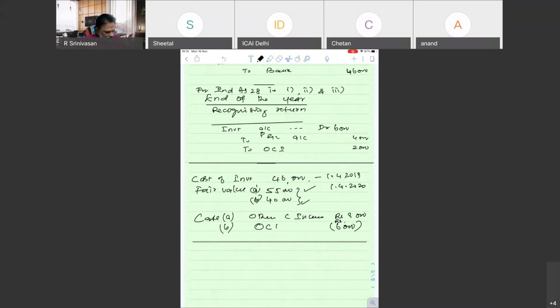All right, go for the next one. Preparation of group cash flow statement. Group cash flow statement is not a problem. Whatever the problems are here, just do it. Here there are how many problems are there? 1, 2, I think 5 problems are there.